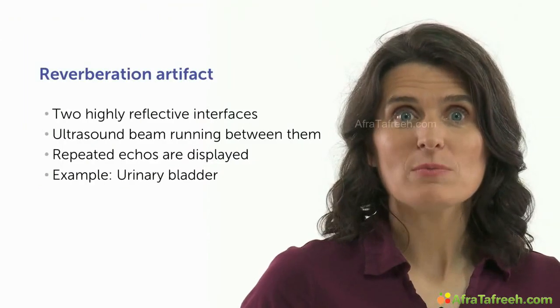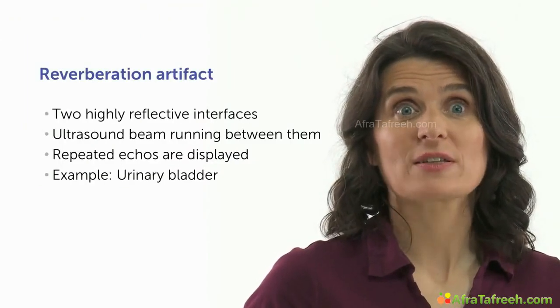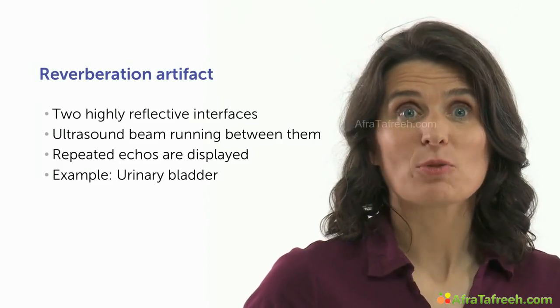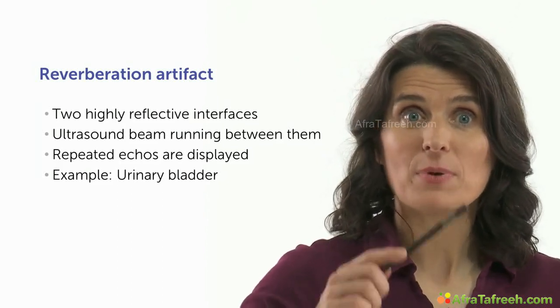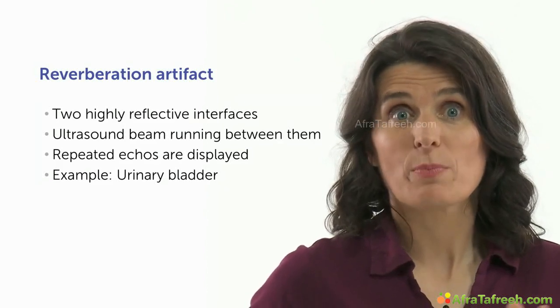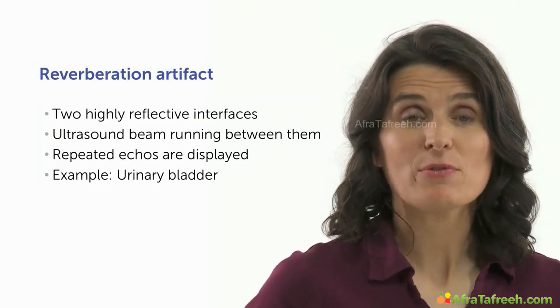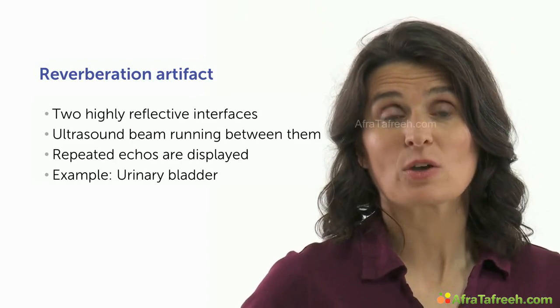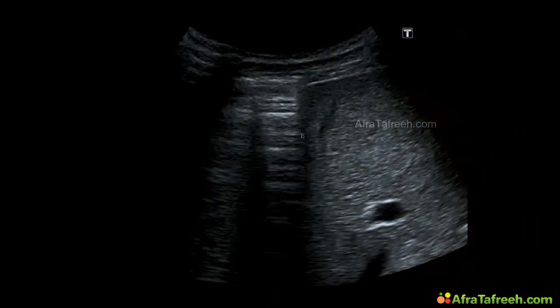Our last ultrasound artifact we want to deal with is the so-called reverberation artifact. An ultrasound beam is reflected between two highly reflexive interfaces, and the ultrasound beam is running in between them like a ping-pong ball. So we get repetitive echoes of high reflexible structures. They have a great difference of impedance. We can see this over here.